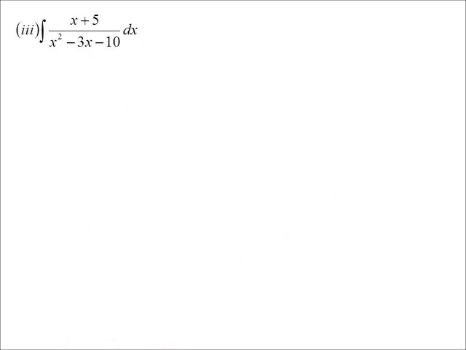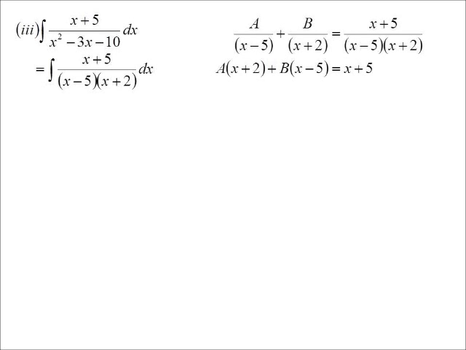Okay, let's have a look at this one. No, we don't have to do a division. This one's fine. Denominator, x squared minus 3x minus 10. That'll factorise to be x minus 5, x plus 2. Okay, so there we go. We set up our fractions. Multiply by the x minus 5, x plus 2.